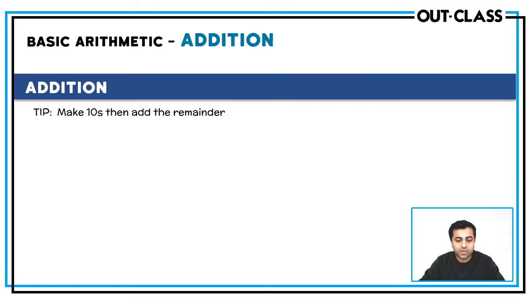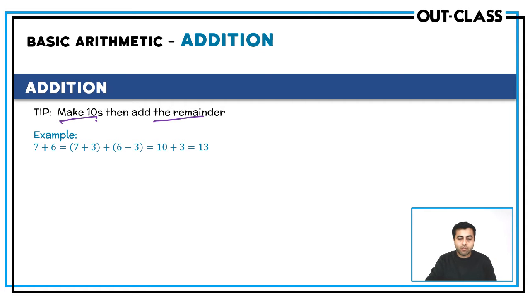So what is the method? Well, anytime we're adding, the trick is make tens and then add the remainder. What do I mean by that? So here's an example. If I said, don't look at the screen, try to do 7 plus 6 in your head. With 7 plus 6, aapka mind kehega, how do I do this? So the trick is, now you can look back at the screen.